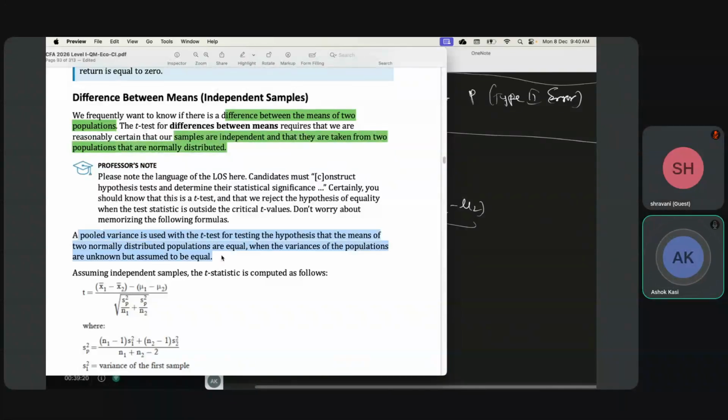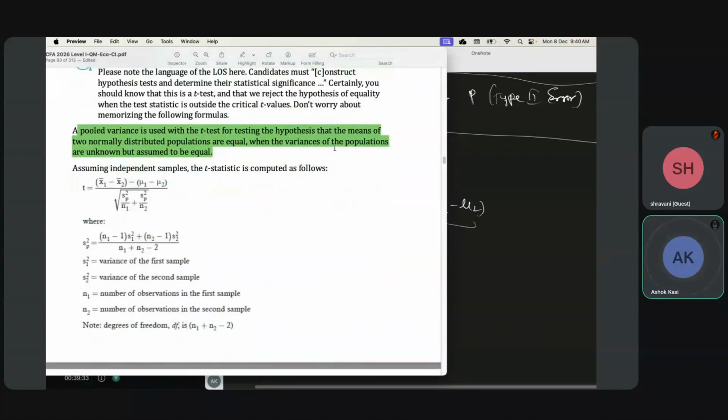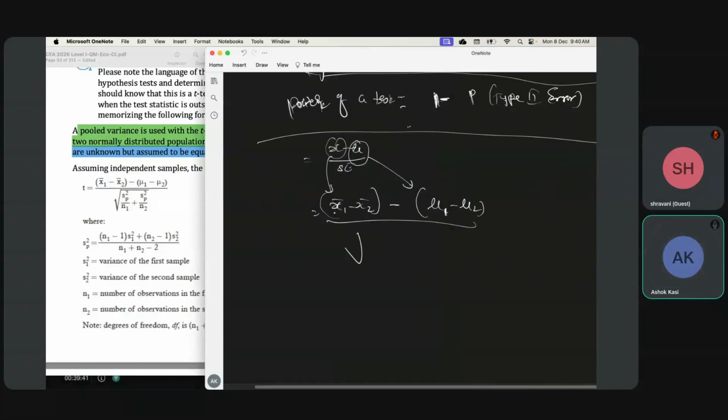A pooled variance is used with the t-test for testing the hypothesis that the means of two normally distributed populations are equal when the variances of the populations are unknown but assumed to be equal. That is the key point. The variances are unknown, but we are assuming them to be equal, so I'll take the pooled one. P stands for pooled variance.